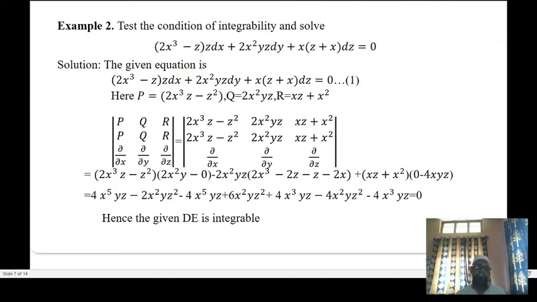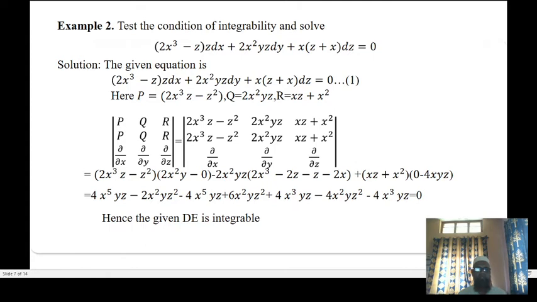So condition of integrability: P, Q, R, del by del x, del by del y, del by del z. Substituting the values of P, Q, R: 2x^3 z minus z^2, 2x^2 yz, xz plus x^2, repeated, and del by del x, del by del y, del by del z. So simplification, evaluating the third order determinant.